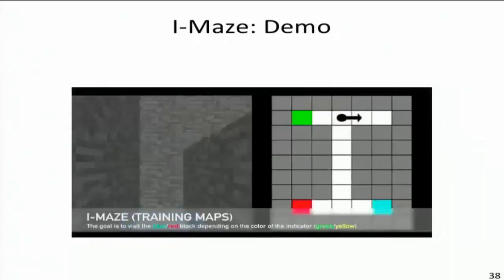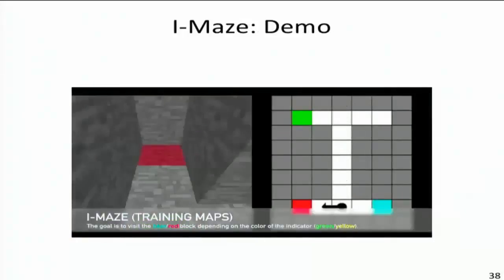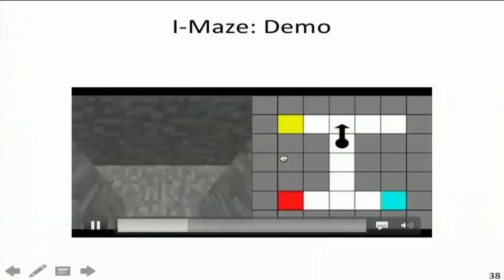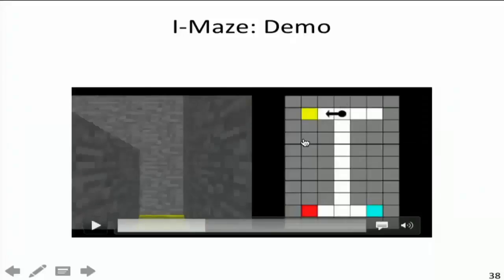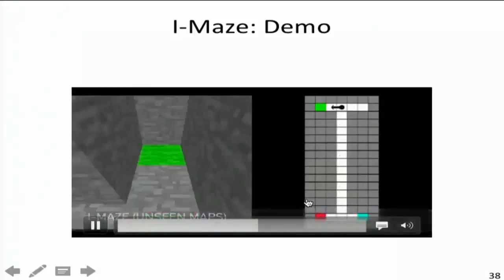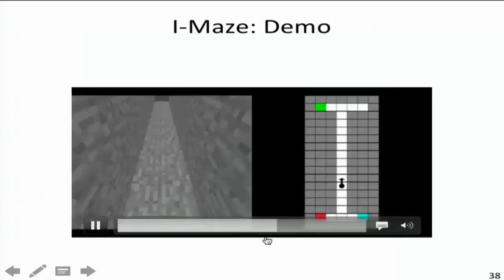And here are some video demos. When the agent starts the episode, it will usually try to look at the indicator block as an observation, and then it goes to the end of the corridor, and then it will make an informed decision based on the indicator block it has seen initially.